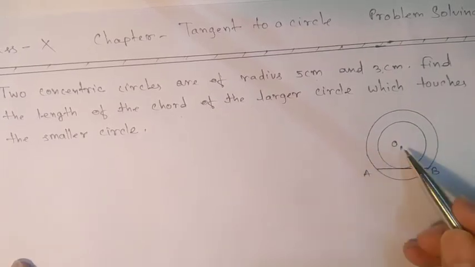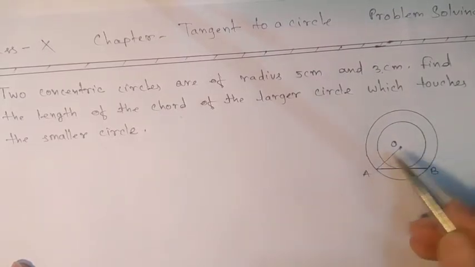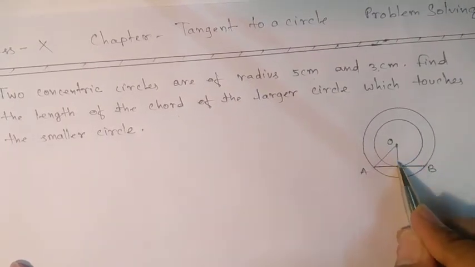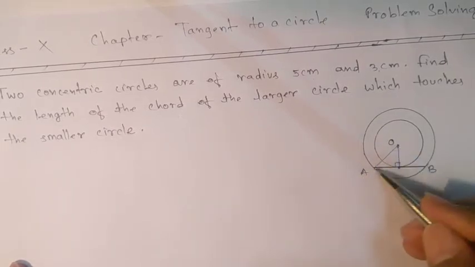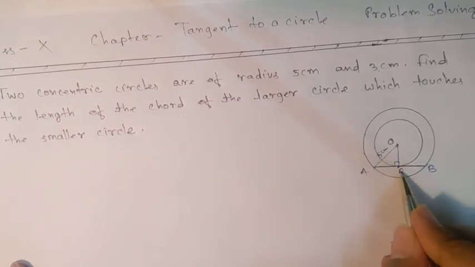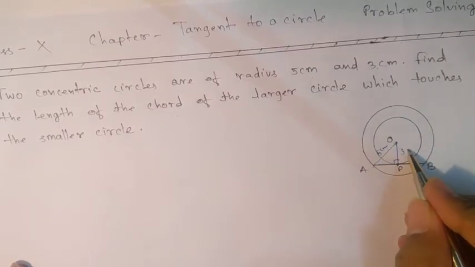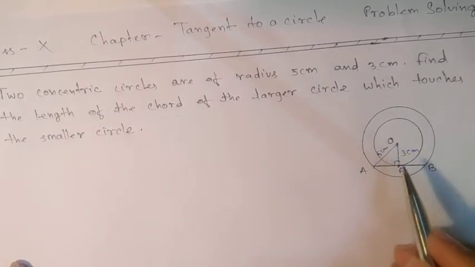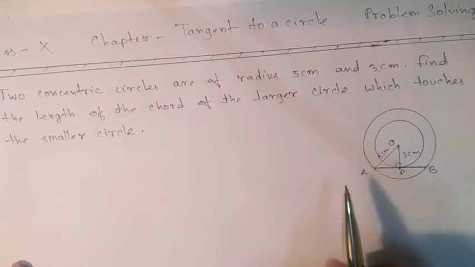So what we're going to do, we'll join this part. Why are we joining this? Because if we join this and the point of contact here, you will get a right angle triangle. And we have the values, because OA is a radius of the bigger one and it is given as 5 cm. Naming this point P, OP is the radius of the smaller one, and this is also given, 3 cm. That means by Pythagoras theorem, we can find the value of AP. We'll use that.